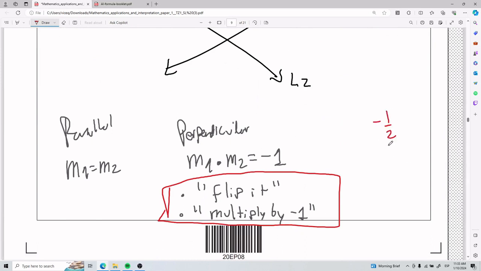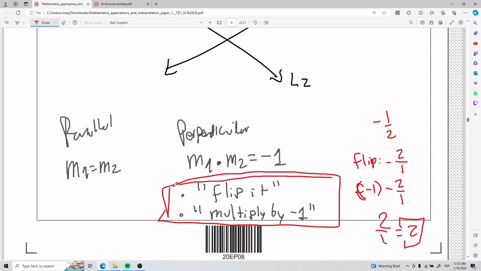I'm going to flip it. So for the first, I'm going to flip. Okay, here's the flip. Flip it. And then I multiply by -1. So if I multiply by -1, it's going to look like this. I end up with 2 over 1, which is just 2. Okay? So intuitively, you can remember that you have to flip it and then multiply it by -1.